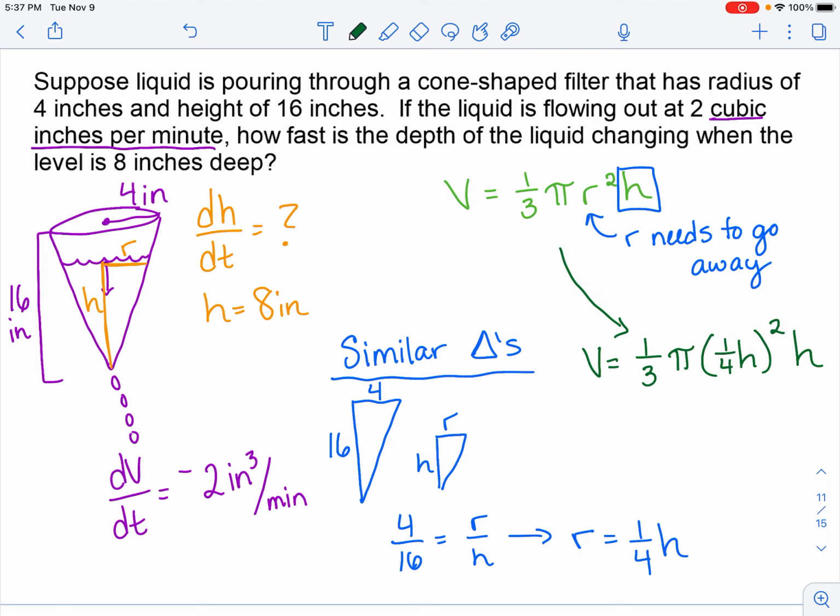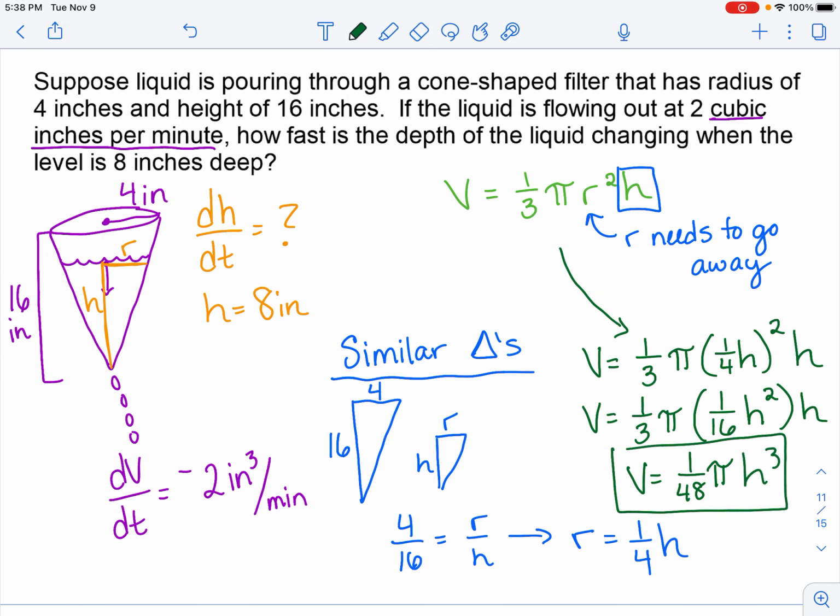Okay, there's substitution involved. So what I'm going to do now is simplify this as much as humanly possible. So I'm going to get volume equals 1/3 pi. If I square this, I'm going to get 1/16 h squared times h. The 1/3 and the 1/16 can merge down into 1/48. Then I've got the pi, and then h squared times h is h cubed. This is the equation I want to work with.